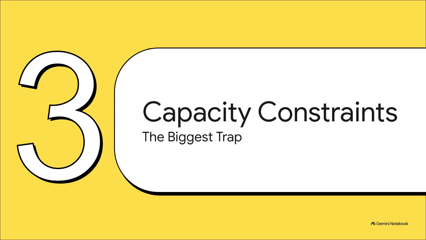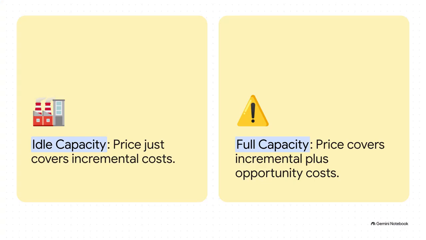Section 3. The capacity constraint trap. Okay, this is where so many students drop easy points. They get hyper-focused on the costs and totally forget the physical limits of the factory. This is a binary fork in the road, and your brain needs to spot it instantly. If your factory has idle capacity, meaning you've got machines just sitting around gathering dust, taking on a special order doesn't disrupt your normal business. You just have to charge enough to cover your extra incremental costs.